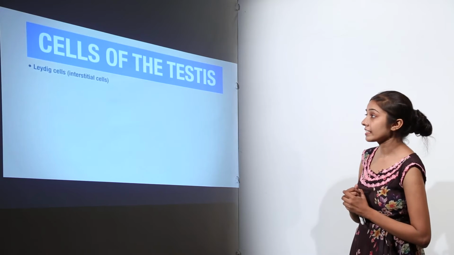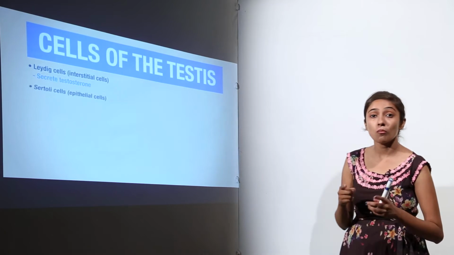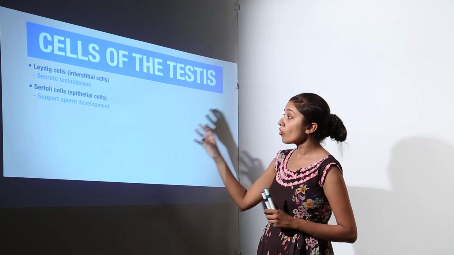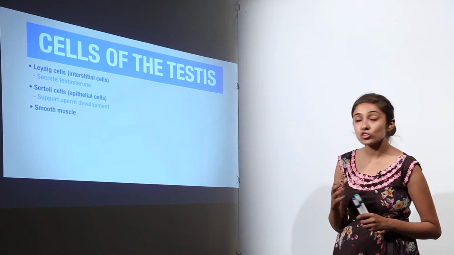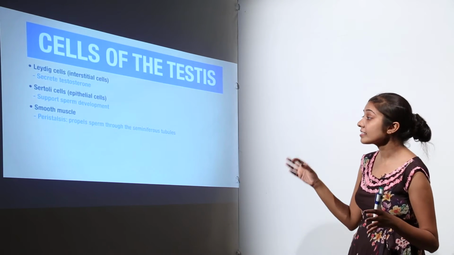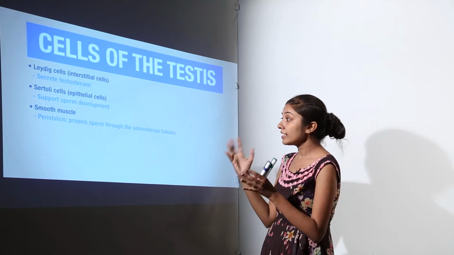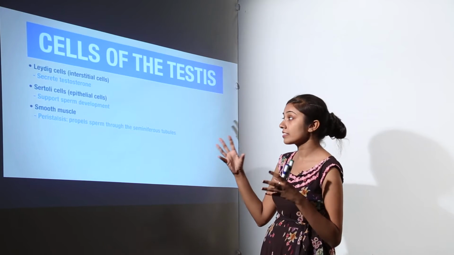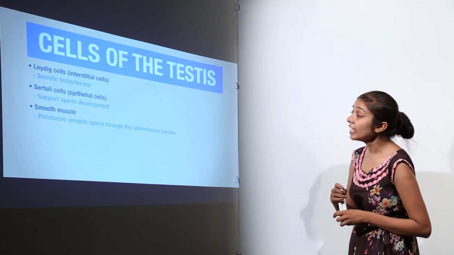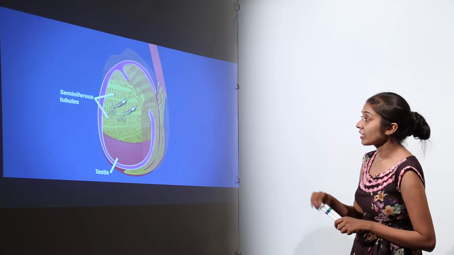So what are the cells of the testes? First of all, we have Leydig cells or interstitial cells. They secrete male sex hormone androgen, that is testosterone. Sertoli cells, they support sperm development, means they help in spermatogenesis. Smooth muscle cells, they help in a very important thing, that is peristalsis, by which the sperms can go out from the seminiferous tubules. So peristalsis means contraction and relaxation by the muscle cells, which propels the sperms through the seminiferous tubules.